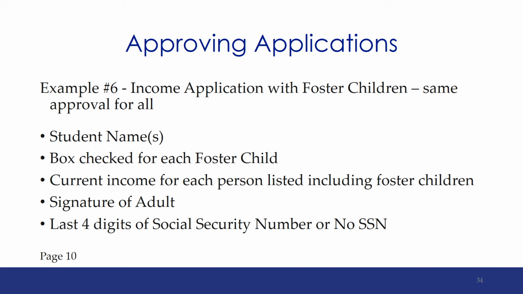Example number 6 on page 10 is an income application listing both foster and non-foster children. The complete application includes the student's names, a box is checked for each foster child, and current income is listed for each person, which would include any personal use income the foster child receives. As a reminder, personal use income is not the payment a household receives for care of the child. A complete application also requires the signature of an adult and the last 4 digits of a Social Security number or the box marked No Social Security Number.